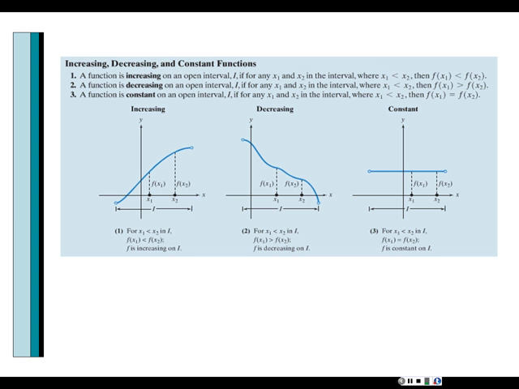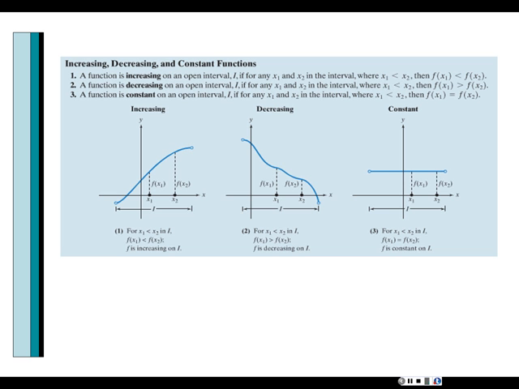Now, so far, what we know is for each and every function, we have equations, and we can draw graphs, right? So when you have a graph for a function, we can identify whether the graph is increasing or decreasing or a constant graph. How can we do that?